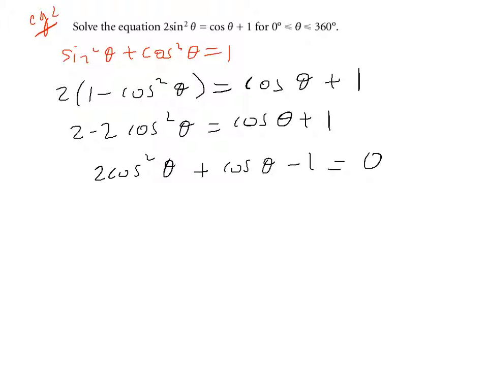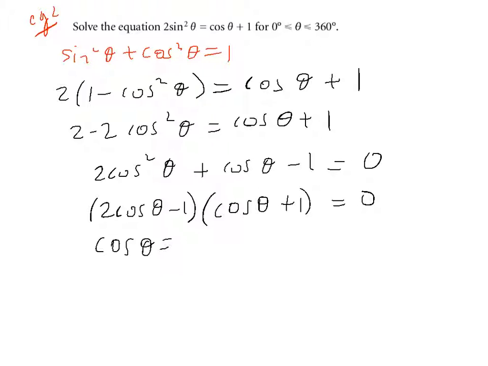If you want, you can write this in terms of x's as we did in example 1, or you could leave it as cos theta. I'll leave it as cos theta in this example. And if we factorize this, we should get 2 cos theta minus 1 and cos theta plus 1. Again, if you feel it's easier to write cos theta as x and then write this as a quadratic equation, then by all means do that. And then this gives us two values: cos theta equals a half, or cos theta equals minus 1.